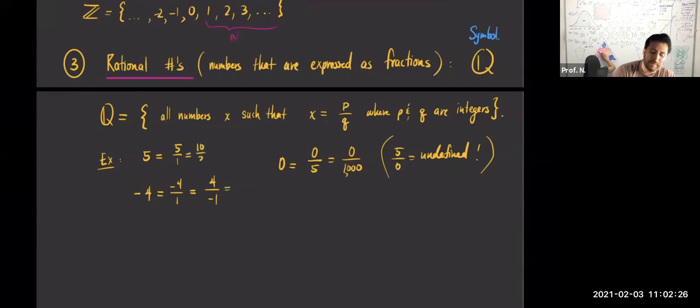Isn't this 10 over 2? Isn't that also 5? Isn't this like 16 over -4? Isn't that also -4? So you start to see that you can express a number in more than one way for rational numbers.